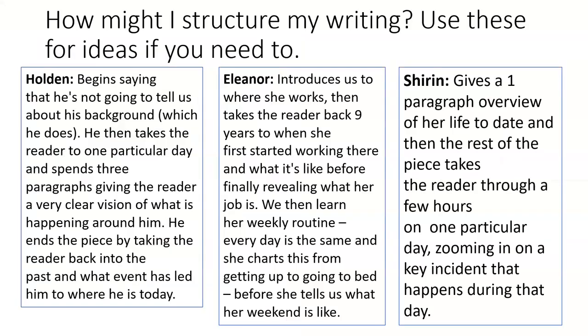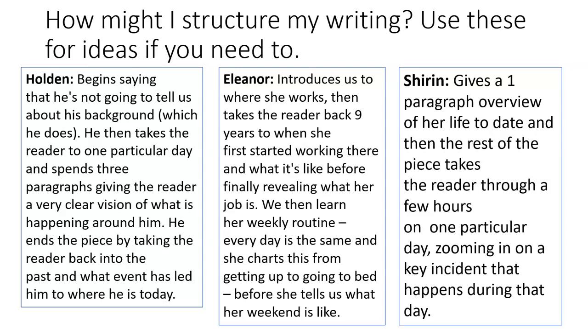Next up, just to help you with this planning process, we've got some ideas for structuring your writing. If you can't stop planning, use one of these ideas. And remember, Holden begins by saying that he's not going to tell us about his background, which he then does. He then takes the reader to one particular day and spends 3 paragraphs giving the reader a very clear vision of what's happening around him. And he ends by taking the reader back into the past and the event that has led him to where he is today. So you could do that. You could start by directly addressing the reader and telling us what you're not going to do, and then do it.